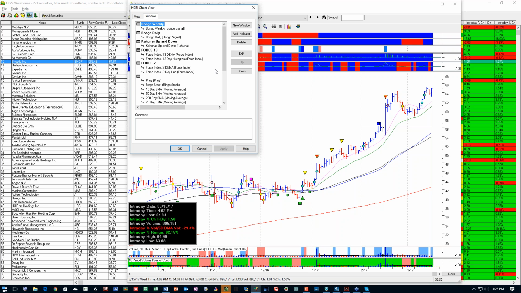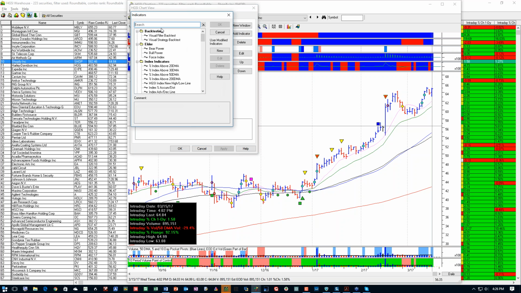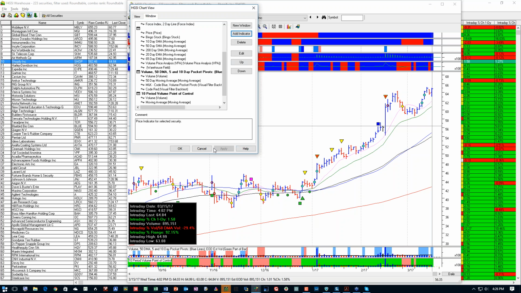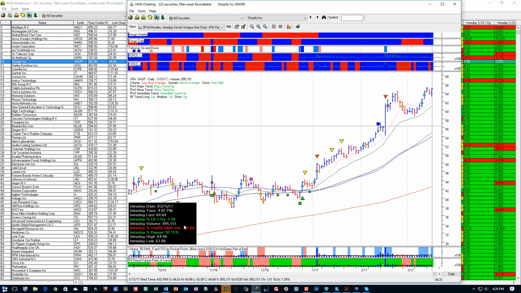Do a search for the indicator. Add indicator, type in warehouse. It's under other warehouse field. This is something that we can work on in the future too if you need some help with that. But it's great to have this information in here right in front of you.